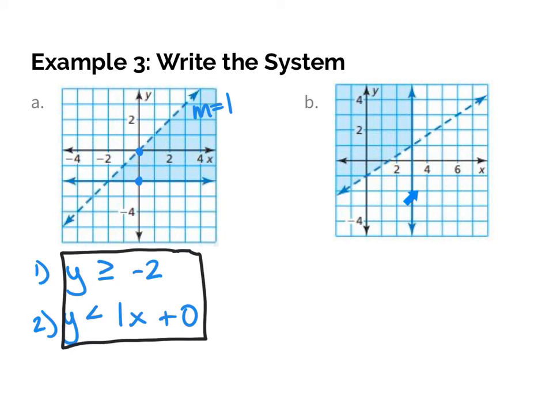Here you have a vertical line and then a line similar to what we did in A. So go ahead and try this one on your own.